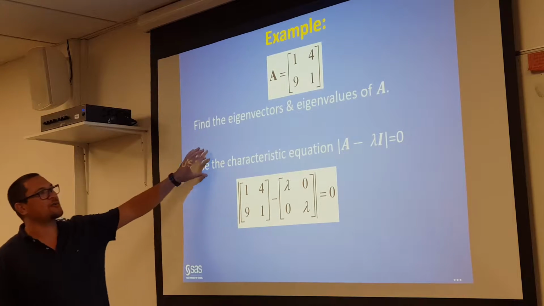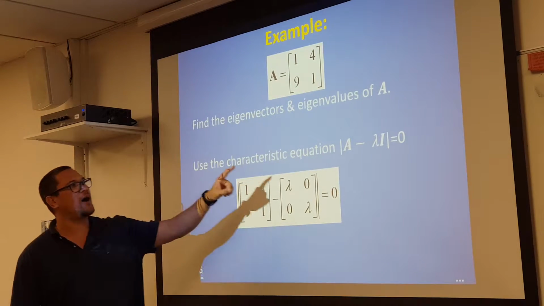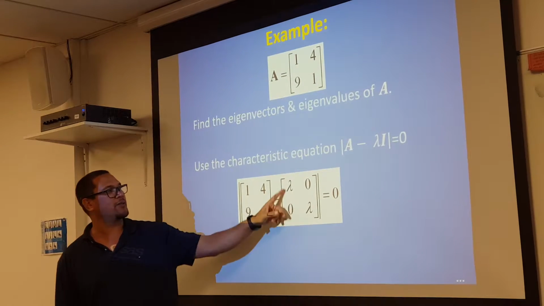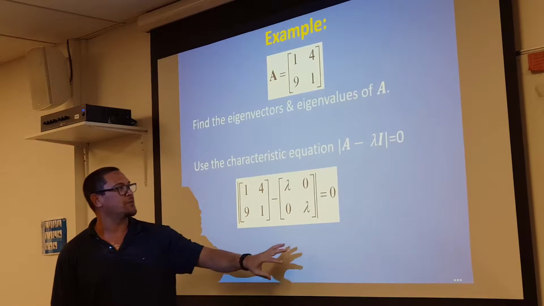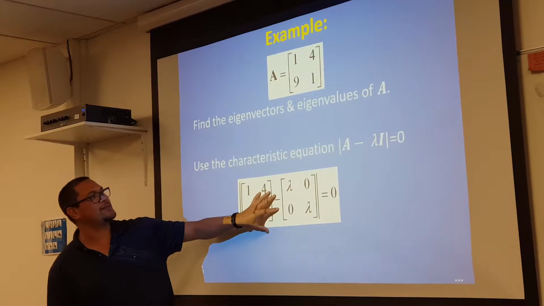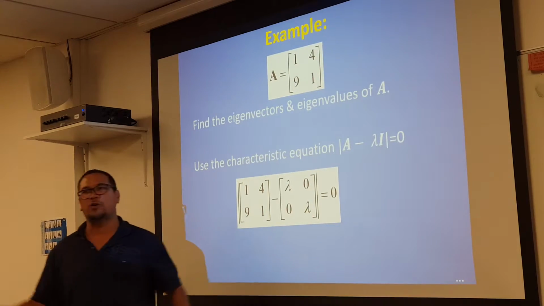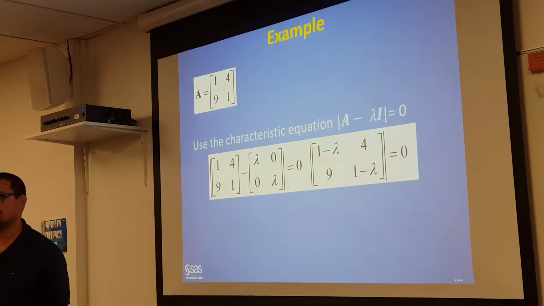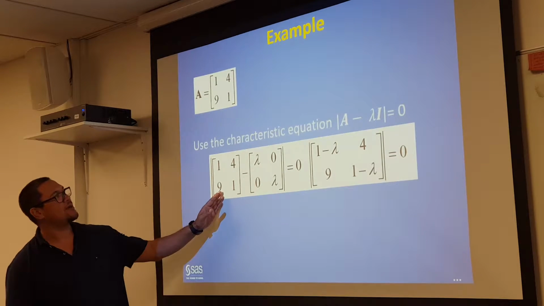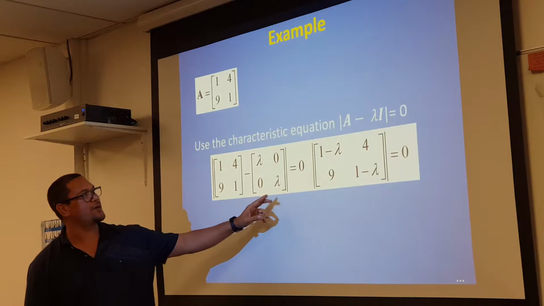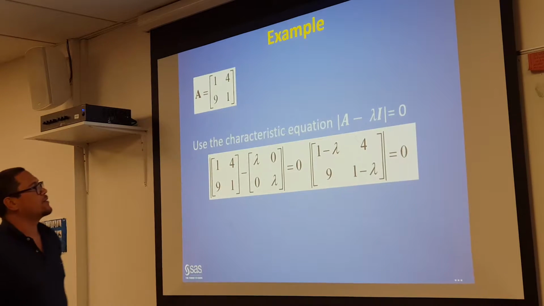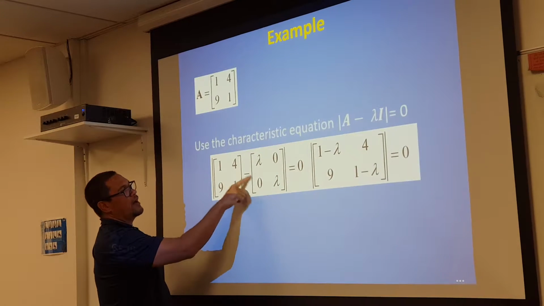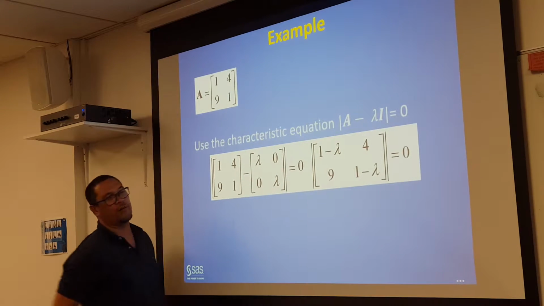Remember the characteristic equation: A minus lambda I is equal to 0. We know what A is, and we're trying to find out what the lambdas are. So we want to work out this matrix and then work out when the determinant is equal to 0. So A minus lambda I is, here we go, 1 minus lambda, 4, 9, 1 minus lambda.